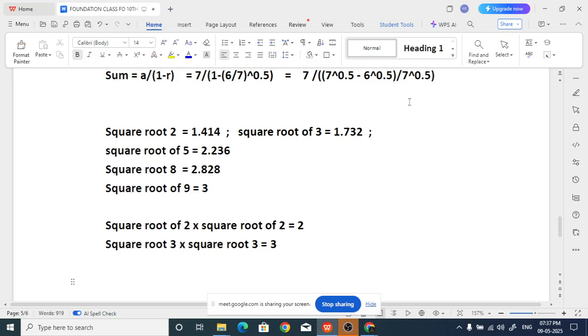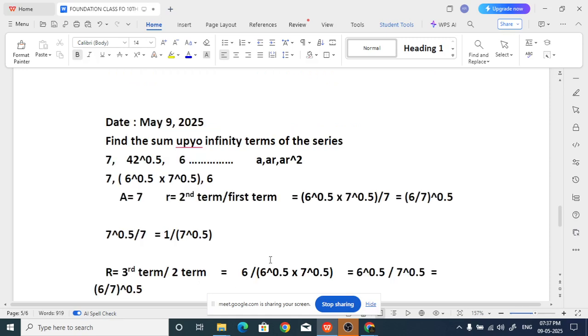Okay, by this token, in this problem we have found that the first term is 7, second term is square root of 42, third term is 6. So that is a, ar, ar square. The first term is 7, and instead of square root of 42 we can write square root of 6 into square root of 7. Now if you want to find r, second term divided by first term, that comes to square root of 6 by 7. Third term divided by second term also gives you square root of 6 by 7. That's what we have found.